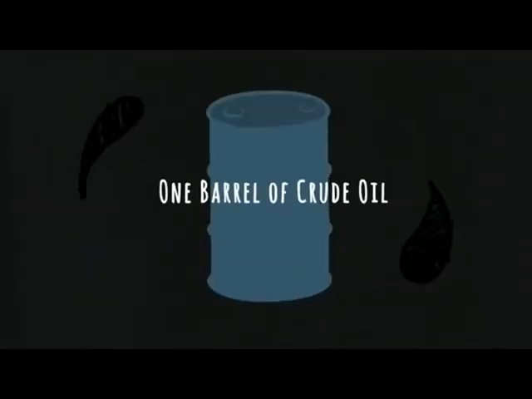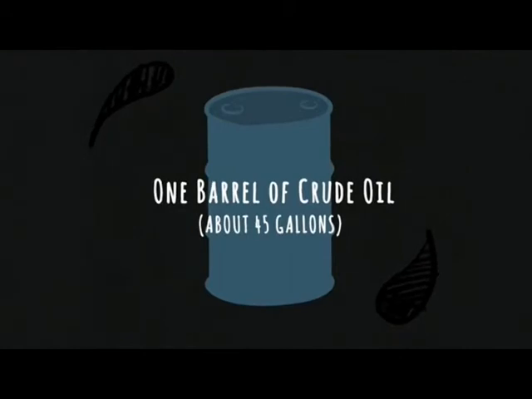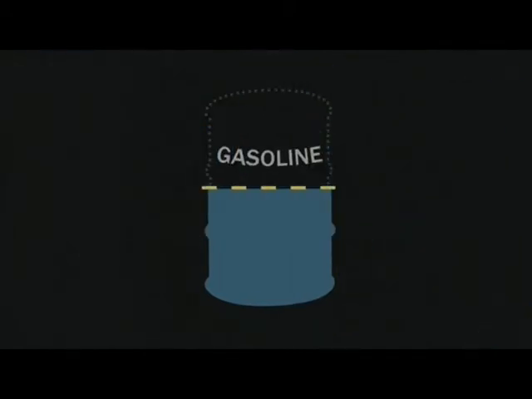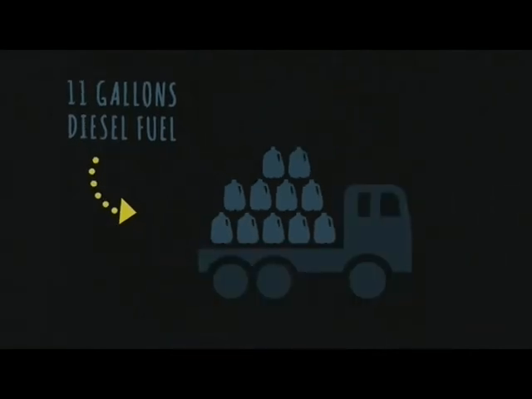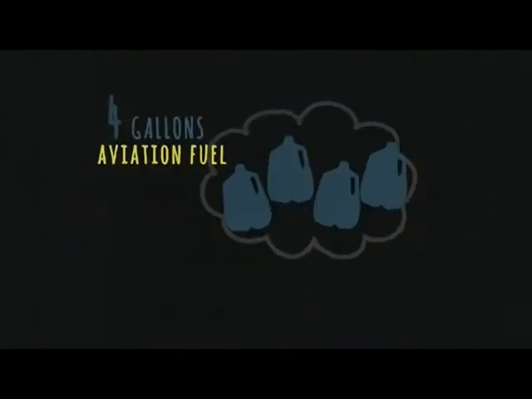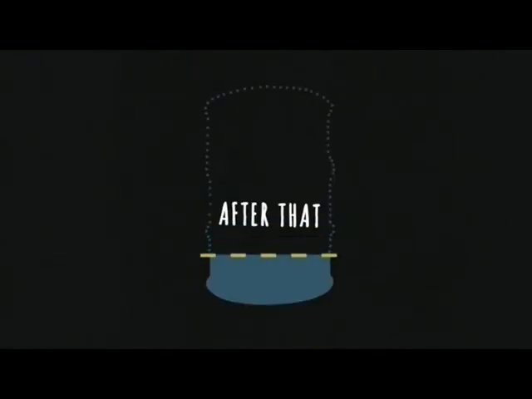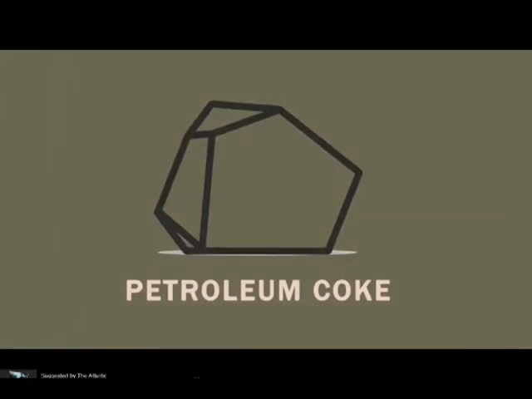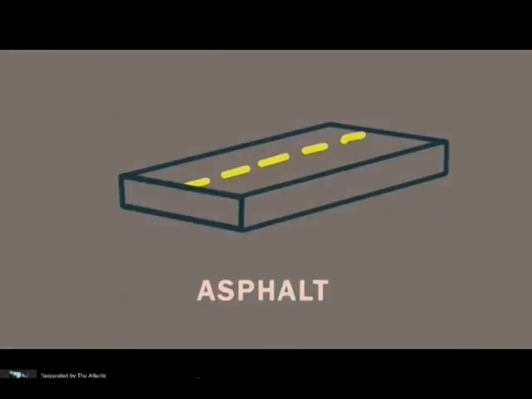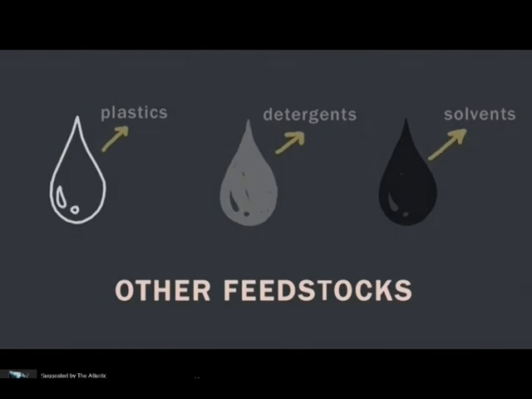So what comes out of it? Let's break down one barrel of oil, about 45 gallons. The largest fraction becomes gasoline, 19 whole gallons. An additional 11 gallons become diesel fuel. But you can't forget jets. Four gallons of every barrel go to aviation fuel. After that, you start getting into a bunch of weird yet still valuable stuff: petroleum coke, liquefied refinery gases, asphalt, lubricants, and other feedstocks.